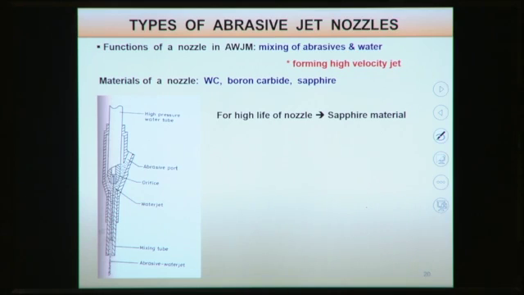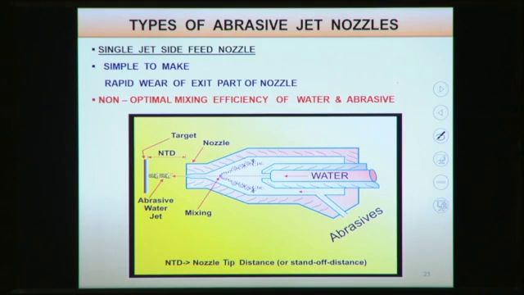There are different types of materials used for this nozzle, like tungsten carbide, boron carbide and sapphire. Among these three, tungsten carbide, boron carbide and sapphire are most generally used, because they have a high tool life. The nozzle life is high in case of sapphire. Different kinds of abrasive water jet nozzles are generally used.